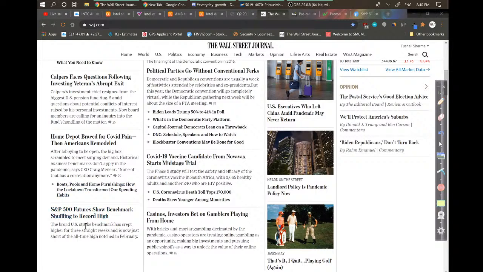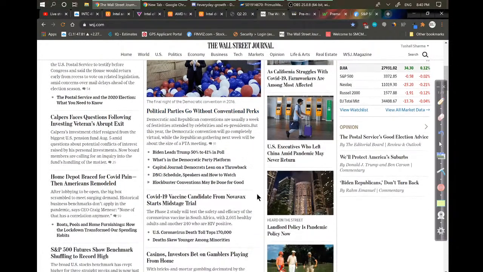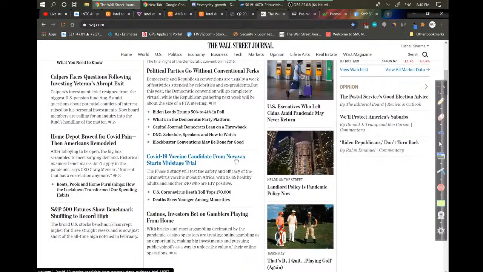S&P 500 futures show benchmark shuffling to record high. We'll get to that in a second here. Political parties go without conventional perks, okay? COVID-19 vaccine candidate from Novavax starts mid-stage trial, phase 2, okay?